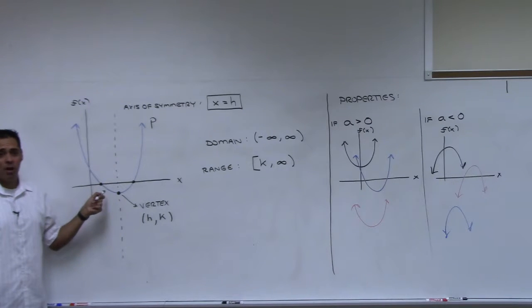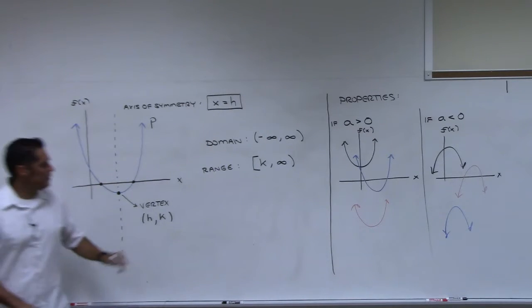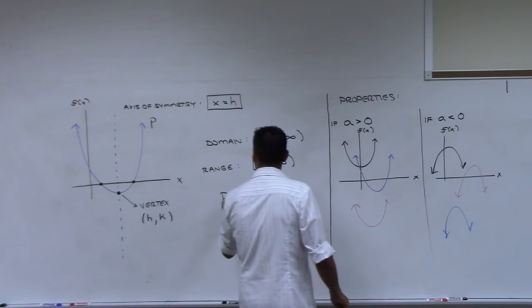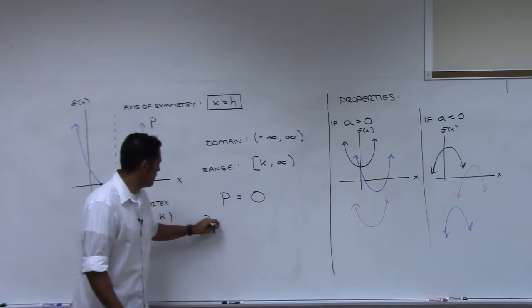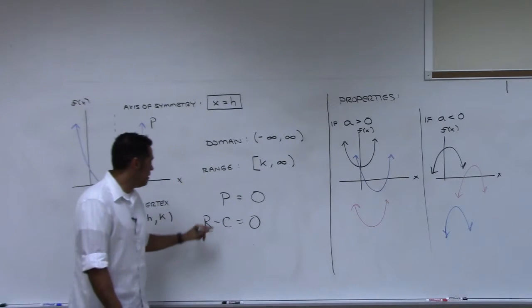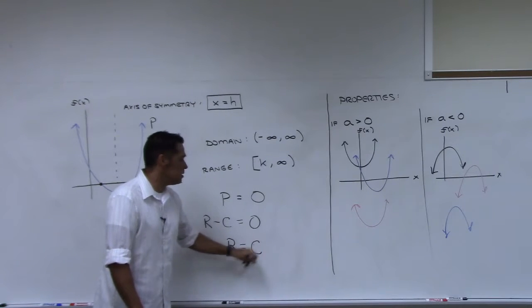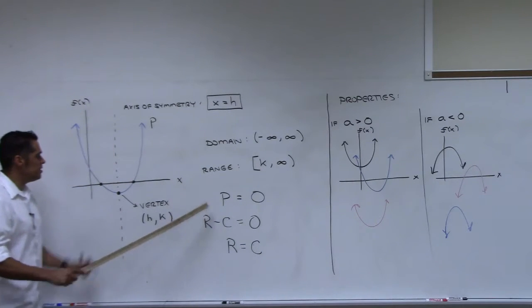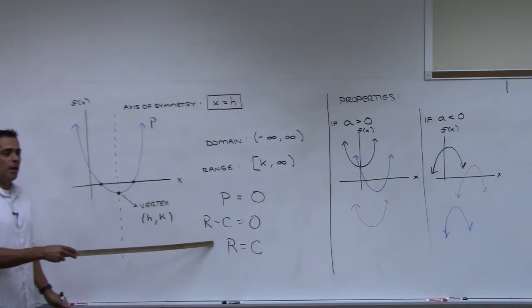Where you're getting zero profit, which means where you're breaking even, right? That is zero profit. Profit being zero, remember, profit is revenue minus cost. So you'd be saying revenue minus cost is zero. But if you move the cost, add C to both sides, you're saying revenue equals cost. So for us to find where this is zero is equivalent to us asking, where do we break even?